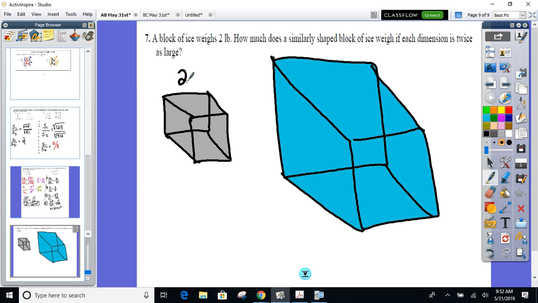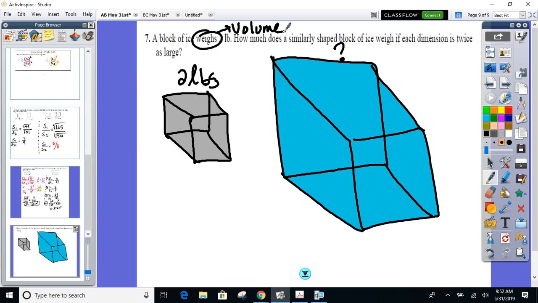Okay, this one weighs 2 pounds. We're trying to find out how much this one weighs. When we talk about weight, we are talking about volume, the mass inside here. So this is going to be volume. Can anybody tell me about the ratio of their sides? They're in the same ratio? What can you tell me about the ratio of 2 corresponding sides here based on the problem?